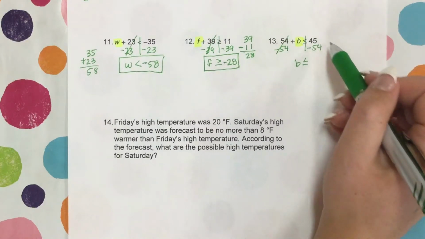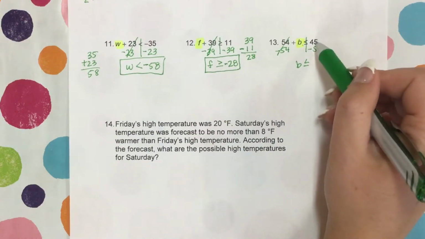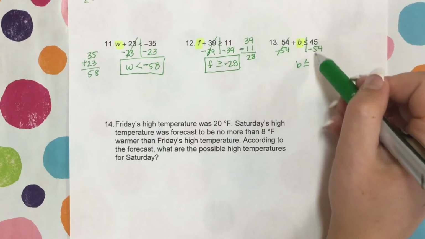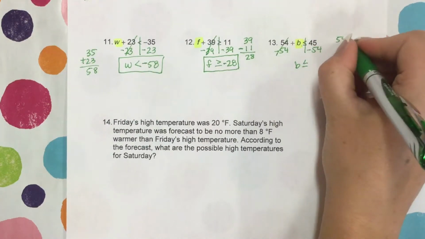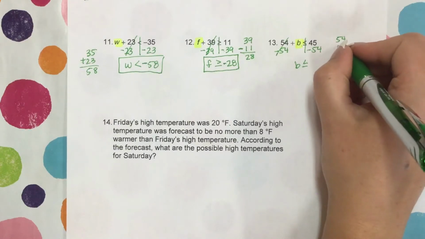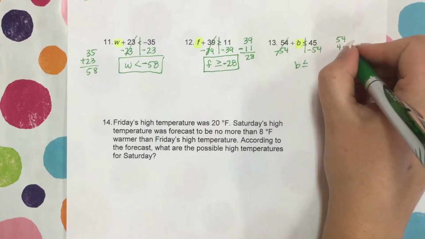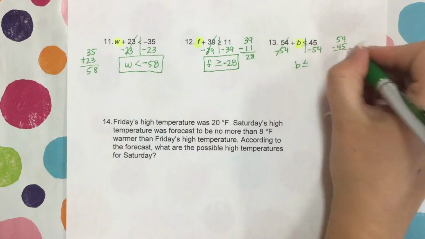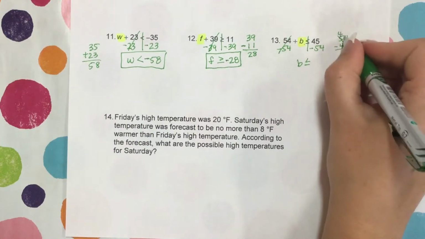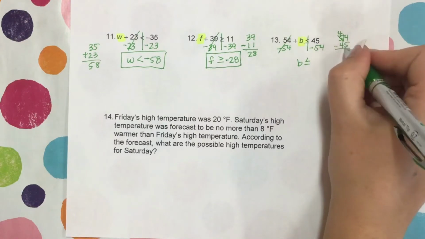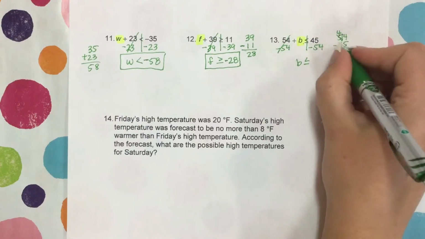45 is a positive, 54 is a negative. The signs are different, so we're going to take the difference. I'm not going to pay attention to the signs when I'm finding the difference. I'm just going to put the bigger number on top. 54 minus 45. The 4 is not big enough, so I need to borrow from this 5, making that a 4, and this a 14. 14 minus 5 is 9. 4 minus 4 is 0.